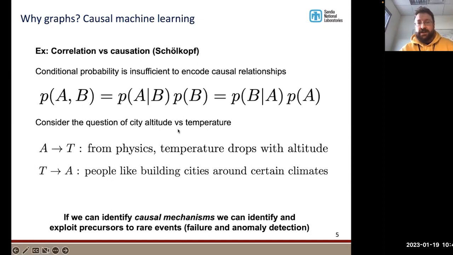To think about it, imagine you have a city's altitudes and temperatures. I stole this from a presentation by Bernhard Schölkopf.